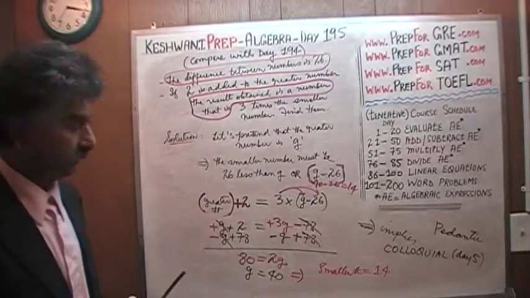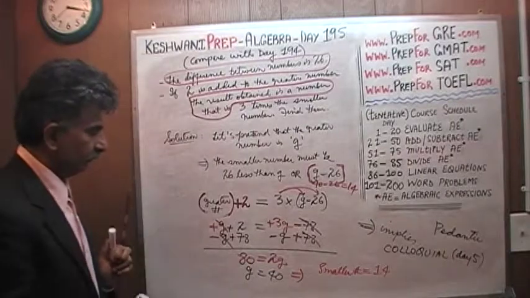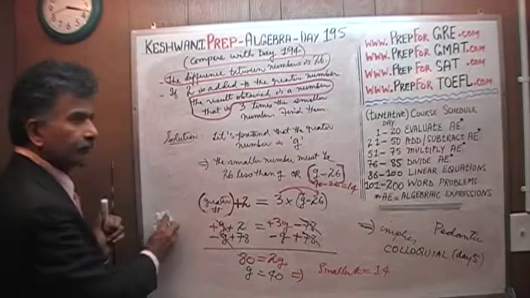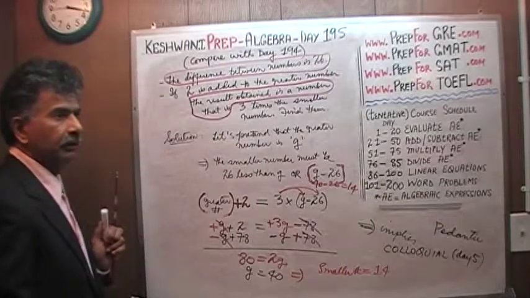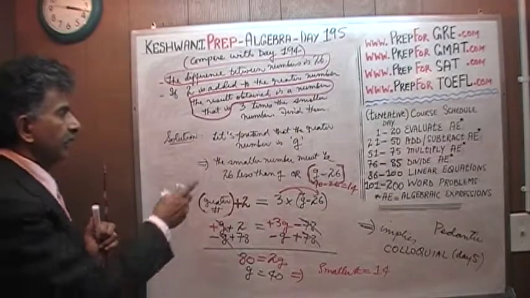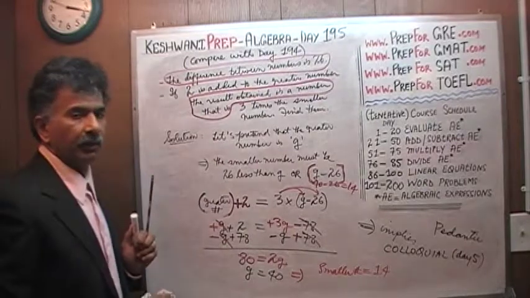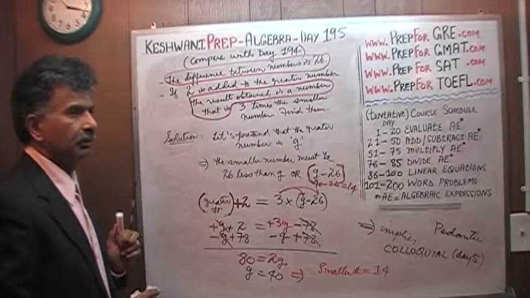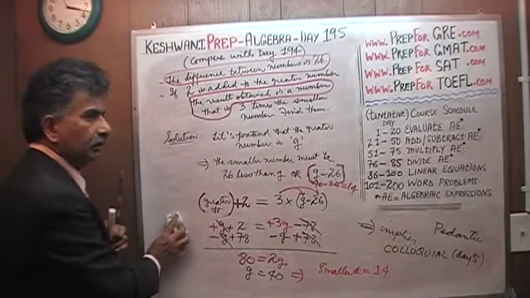I need the room, so I need to erase everything. Here's the solution from the previous one. Everything is going to go now. And we're going to redo it. We're going to start out by giving a name to the small number. Here we go.